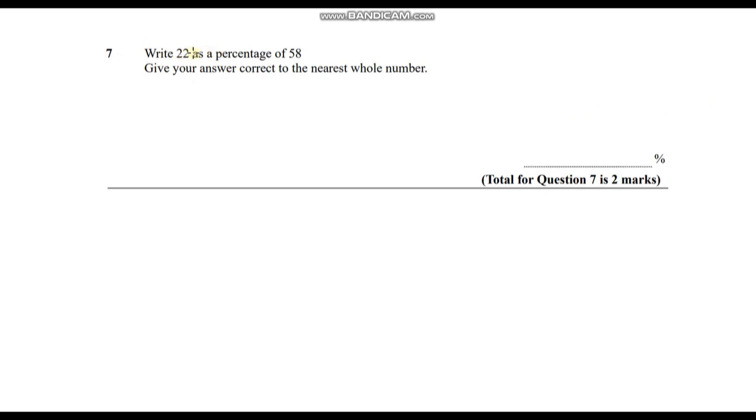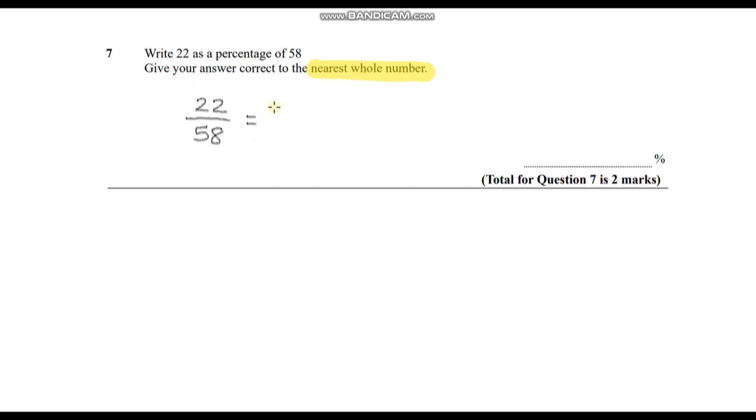Write 22 as a percentage of 58. Give your answer correct to the nearest whole number. So what is 22 out of 58 as a percentage? So we can just pop this into a calculator. So 22 out of 58, and yeah, let's just use a calculator. Let's type that in. 22 out of 58.